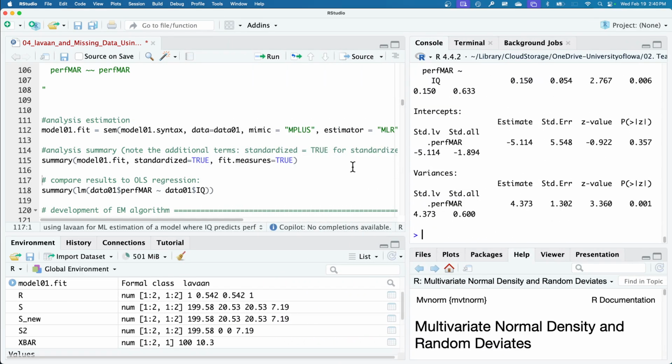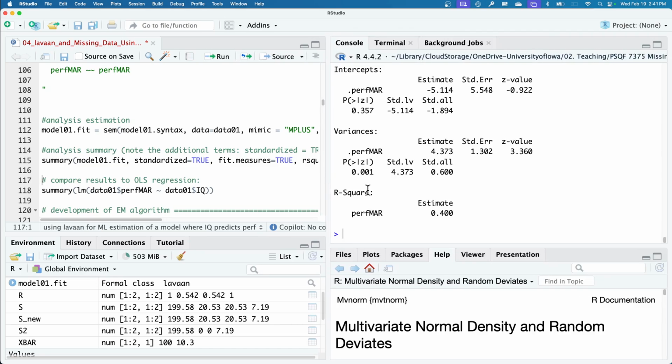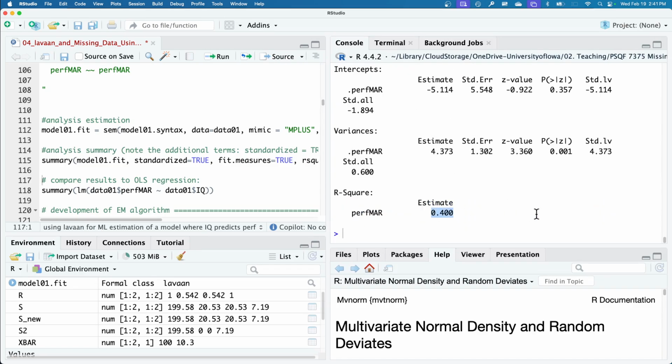And if we really wanted to, we can have lavaan tell us how much variance is accounted for. So our R squared is 0.4. Pretty good, right? Sounds pretty good.